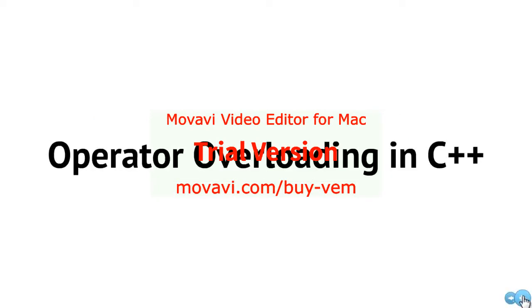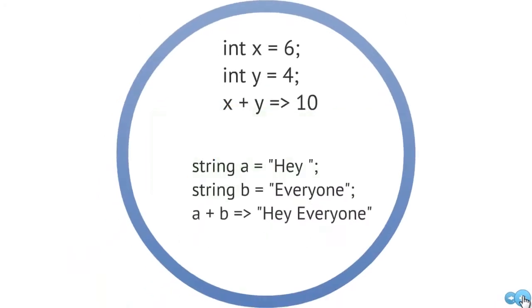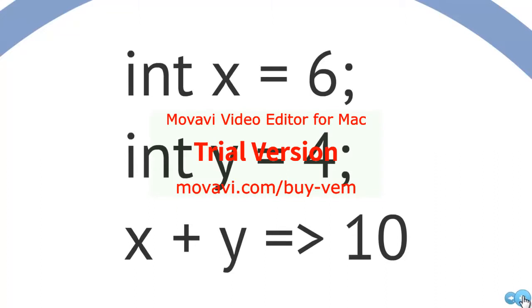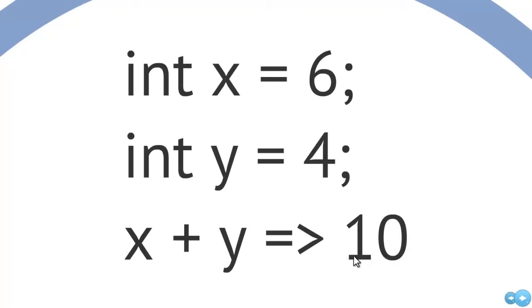Alright, so in this video we're going to take a look at operator overloading in C++. Let's start with a couple of examples. The first example we have here is int x and int y, where x has the value of 6 and y has the value of 4. In the expression x plus y, we know that we're doing a summation between x and y. So that would result in the value of 10.